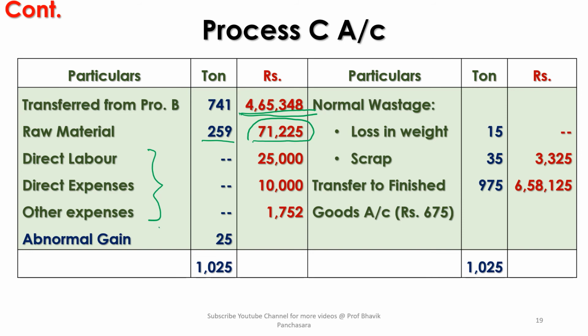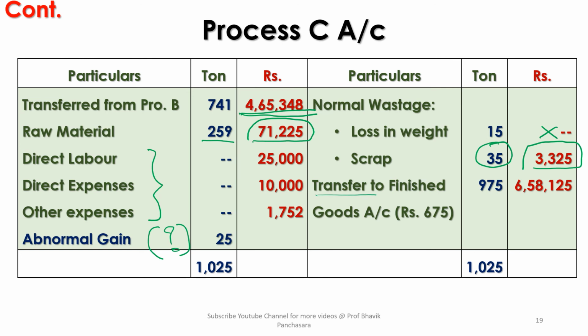Now remember friends, here for the units of abnormal gain we have to show the cost price, and that we have to calculate. Now if we see the credit side, as you are aware, we will not show any amount for loss in weight. For scrap 35 ton we will sell this scrap at the scrap value, and scrap value for process C is 95 rupees per ton. So here 3325 rupees will show as scrap.